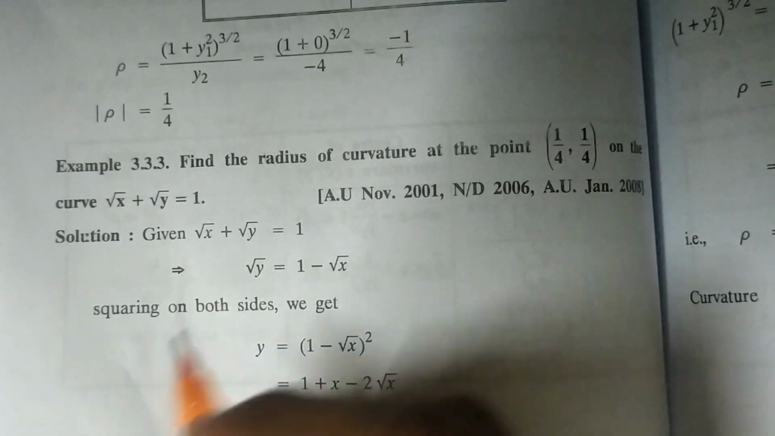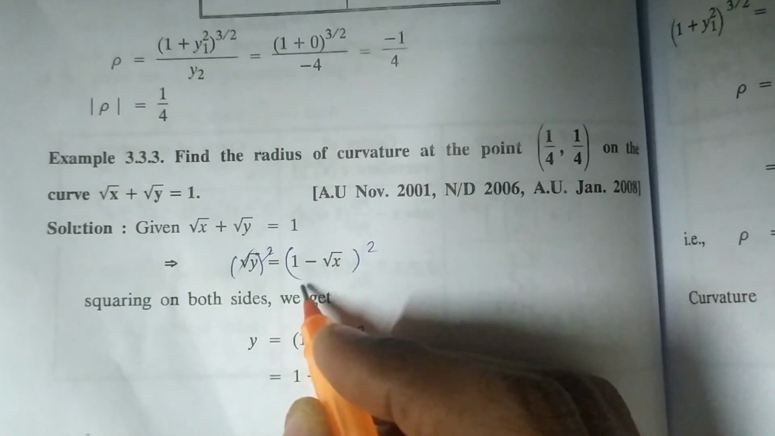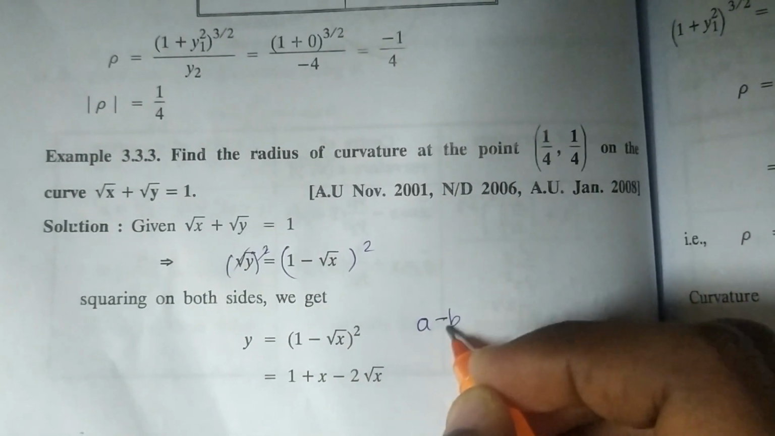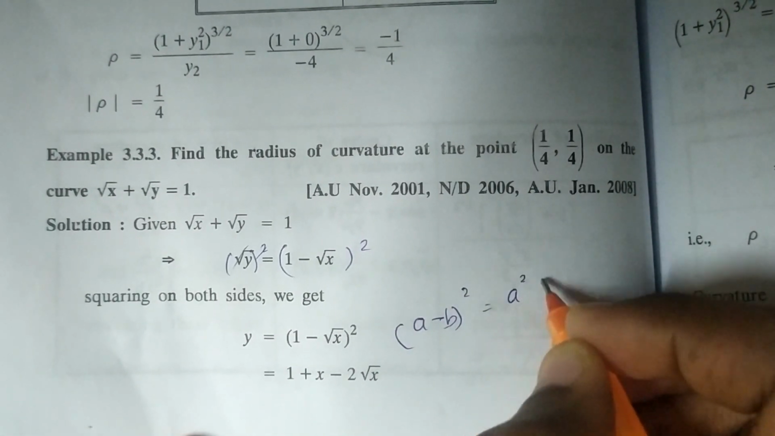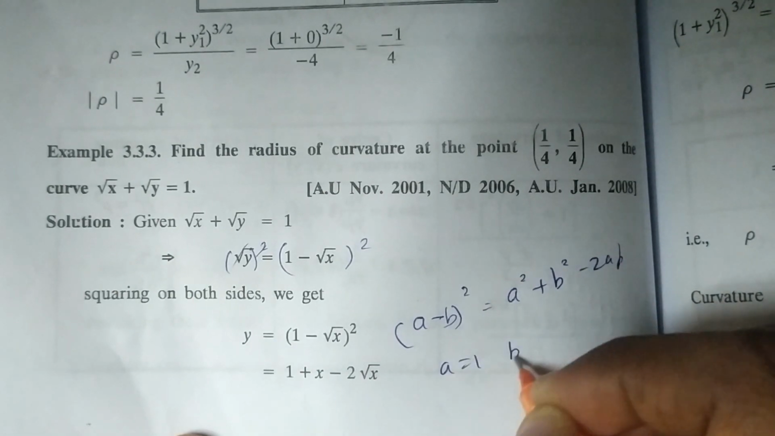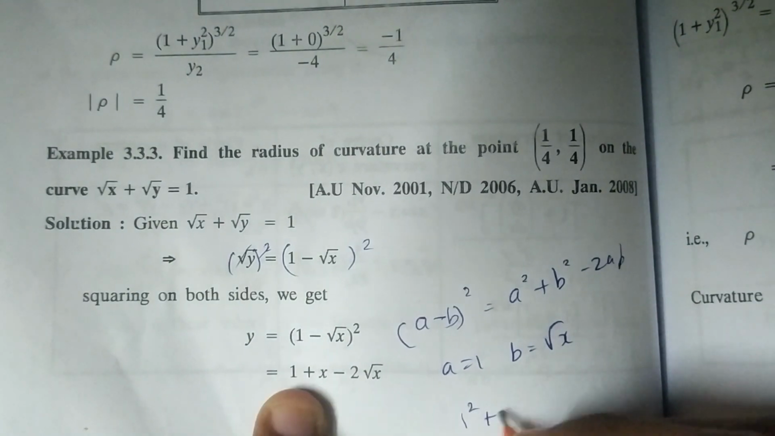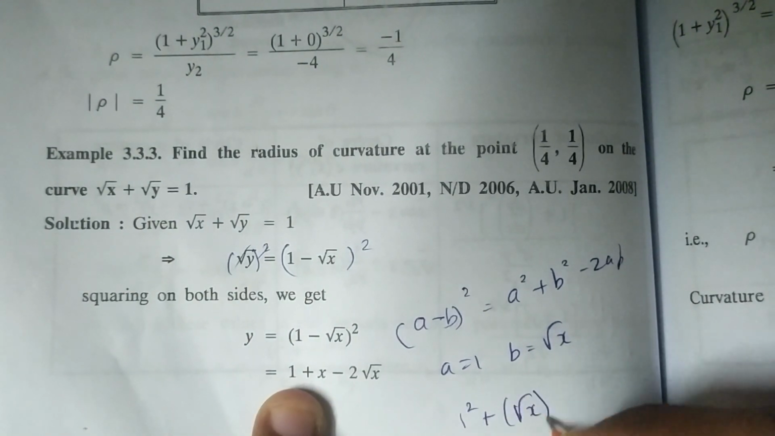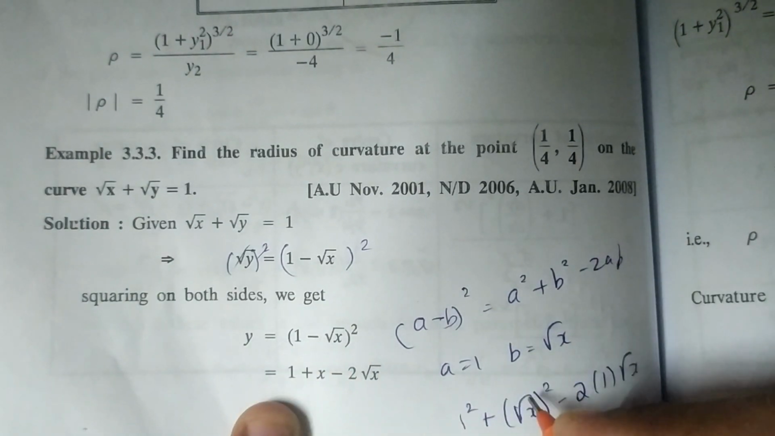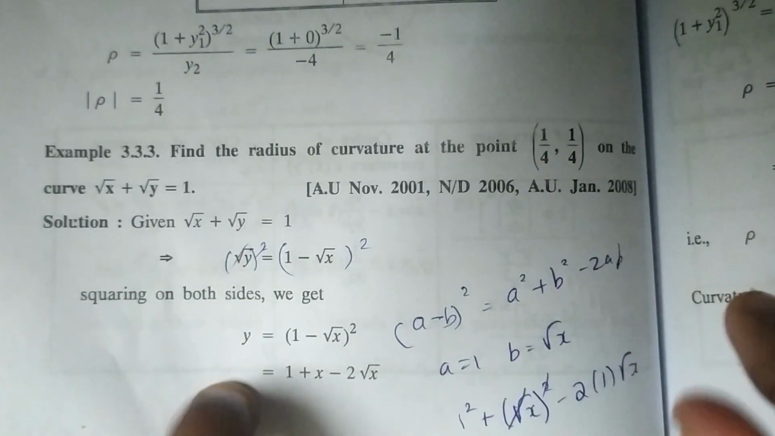When you square here, what you will get is y only. Here when you square, what you will be getting is 1 minus root x the whole square. So you have to split it in the format of a minus b the whole square, which is a square plus b square minus 2ab. Here the value of a is 1 and the value of b is root x. So you have to substitute. It will be like 1 square plus b square is what? Root x the whole square minus 2 into 1 into root x. So it will be like 1, root and square will get cancelled, you will be getting x minus 2 root x will come.